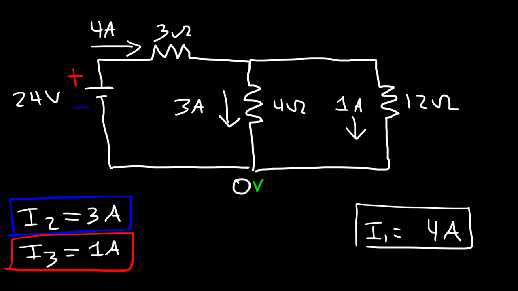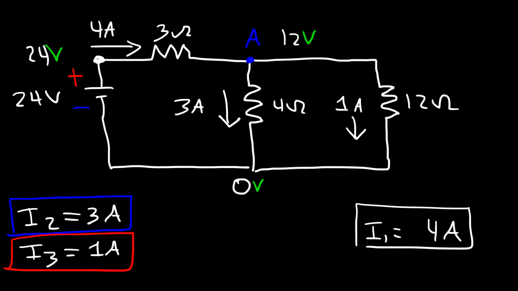Now, here we have a difference of 24 volts across that battery. So the potential at, let's say, this point is 24 volts. It's 24 volts higher than this point. Now, what is the potential at, let's say, point A? Now, let's calculate the voltage drop across this resistor. V equals IR, so it's the current that flows through it times the resistance. 4 times 3 gives us a voltage drop of 12. And 24 minus 12 tells us that the potential at this point is 12 volts.